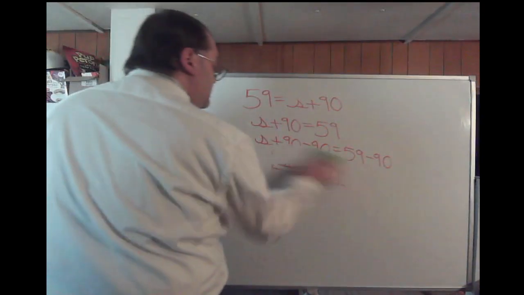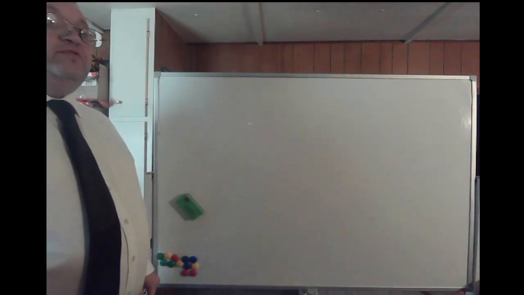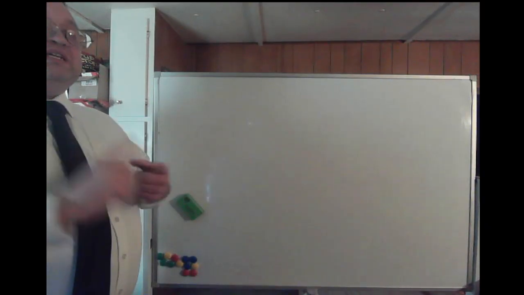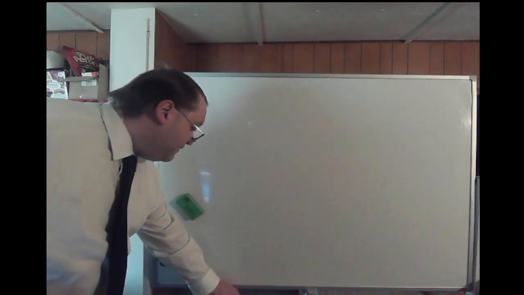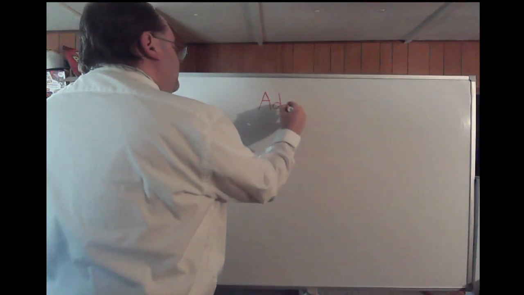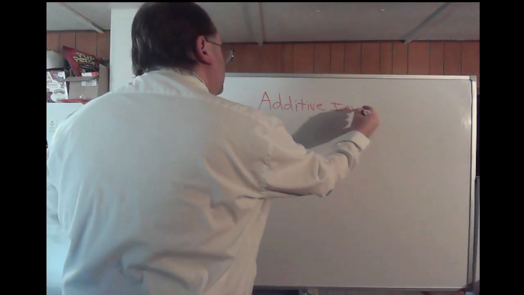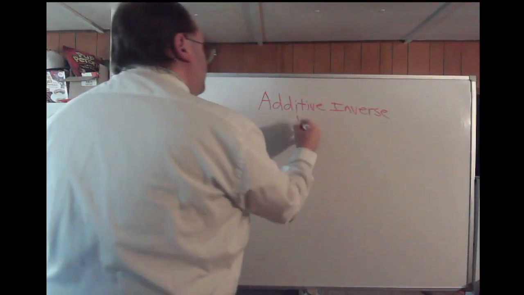So really, all these type of problems are just simply you have the variable, you want to get it by itself. If it's a variable plus a number, you just need to subtract that number from the variable, which subtracting is part of what's called the additive inverse property. The additive inverse, let's write that down here. The additive inverse property.